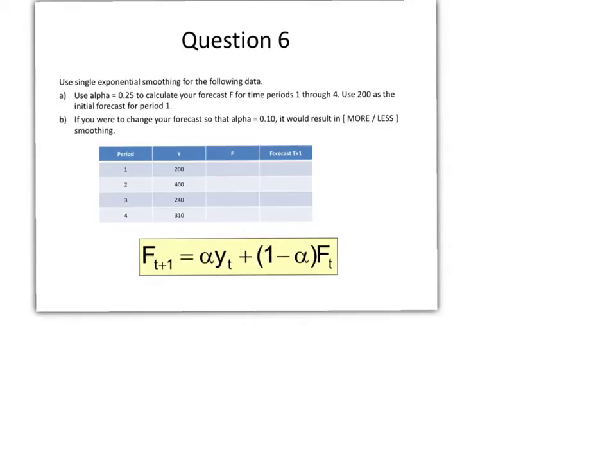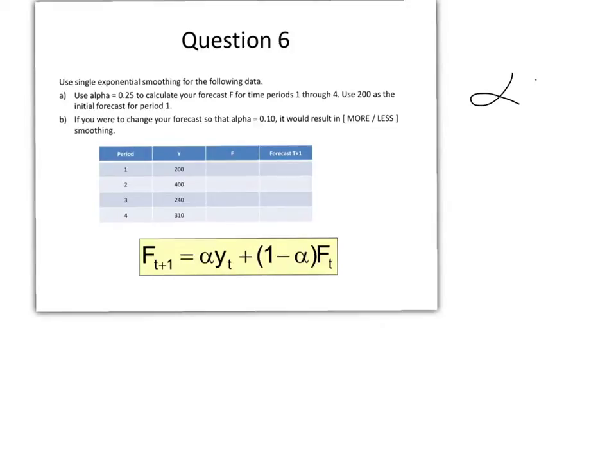Question 6 on the practice exam is a single exponential smoothing problem, and we're given some information here in a table. It tells us to use alpha of 0.25 to calculate your forecast for time periods 1 through 4. Okay, and we'll use 200 as our starting point.